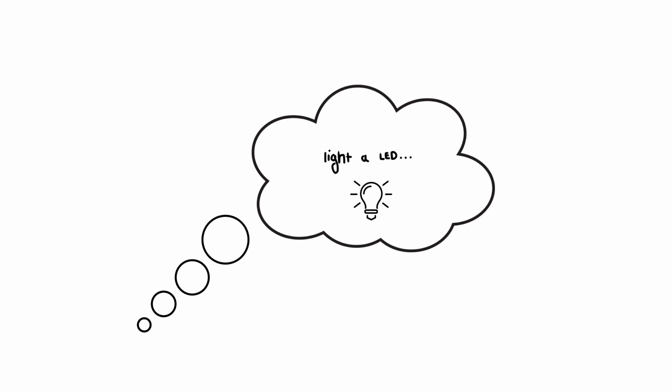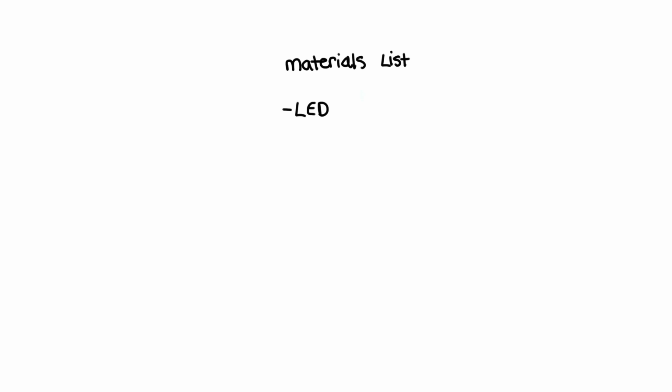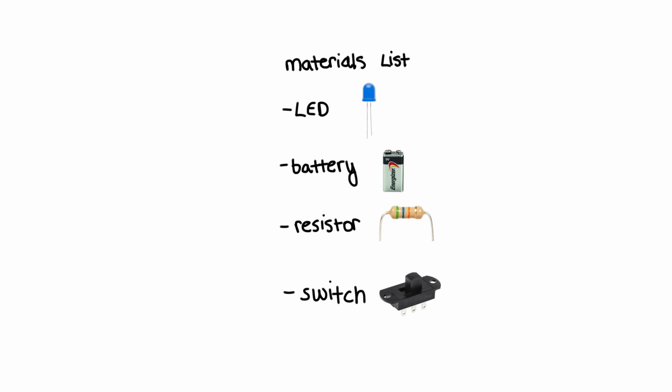To light an LED, you will need 4 basic components: an LED, a battery, a resistor, and a switch. Many people are not familiar with LEDs or resistors. An LED is a device that transforms energy into photons or light. A resistor reduces the electrical strain in components by reducing the electrical charge.